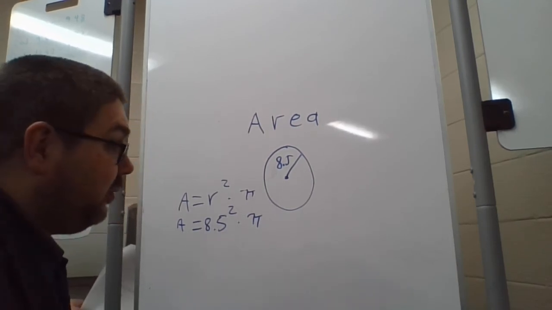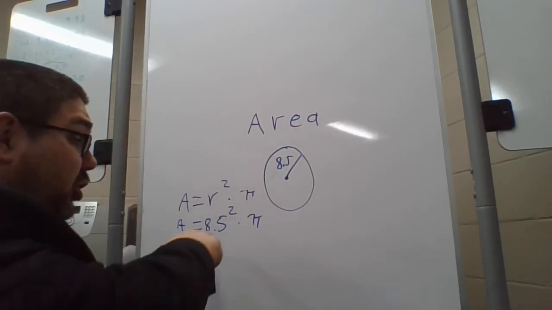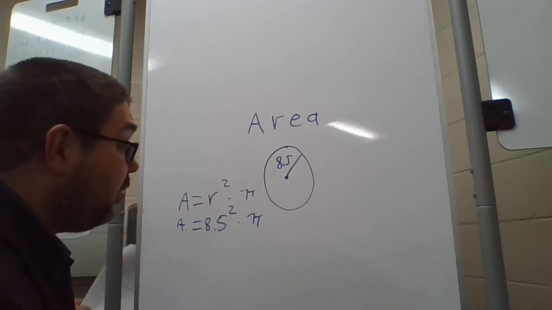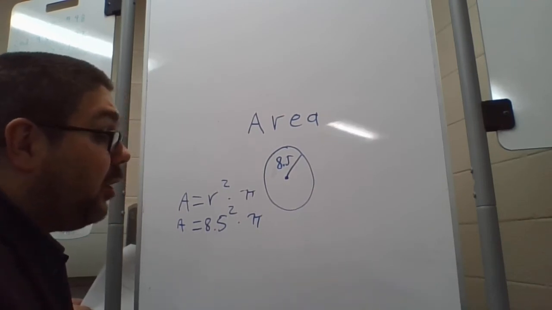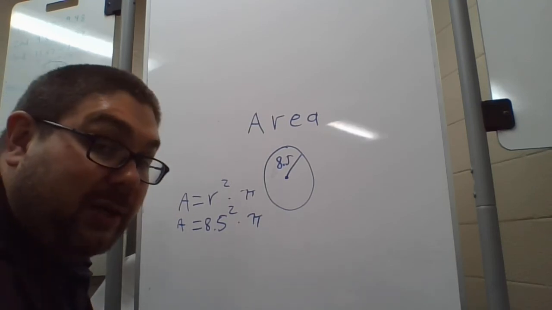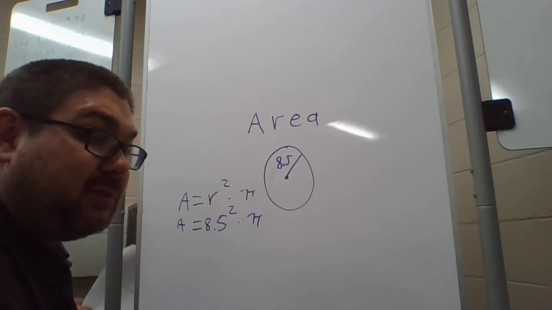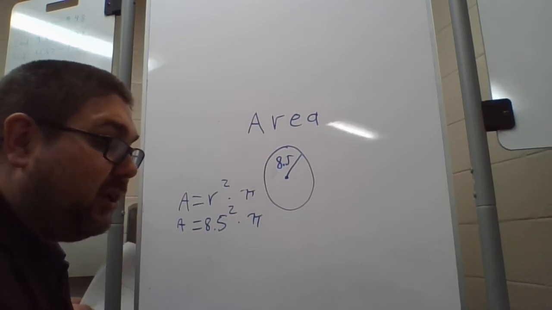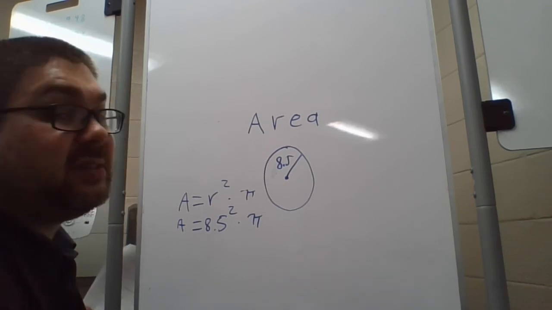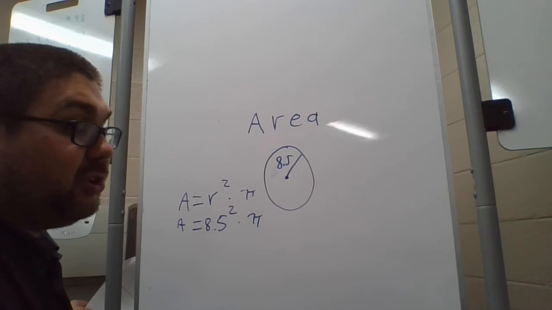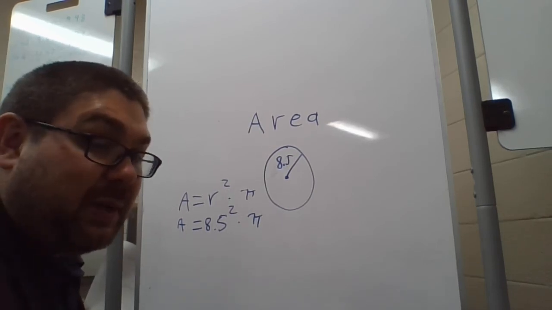8.5 squared times pi. It should look just like this. You could put pi times 8.5 squared. On circumference, you can multiply in any order. You could do radius times 2 times pi, pi times radius times 2, 2 times pi times radius, radius times pi times 2. It doesn't matter because they're all being multiplied. Order doesn't matter.